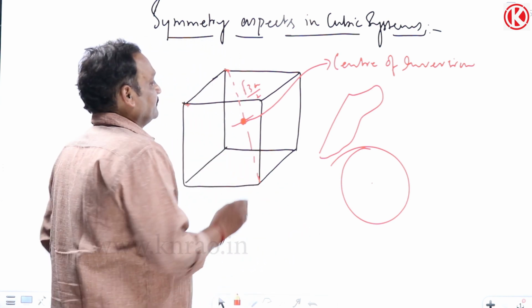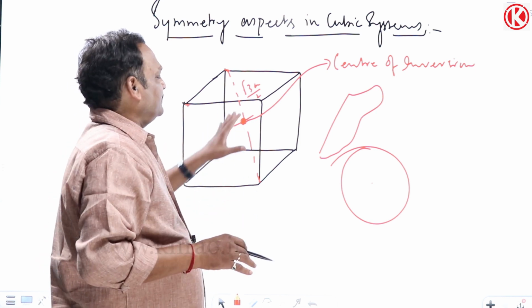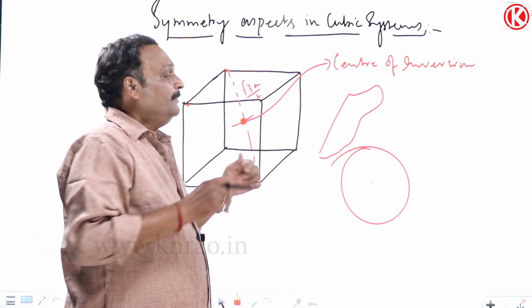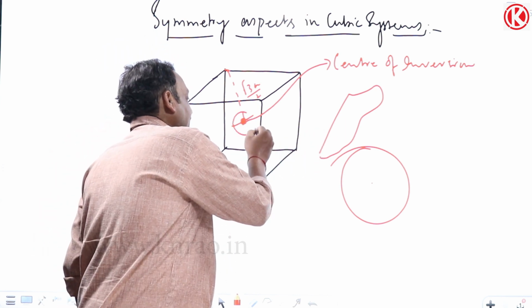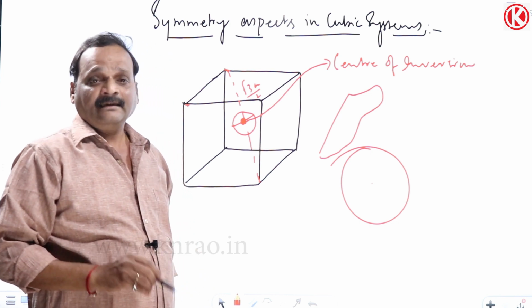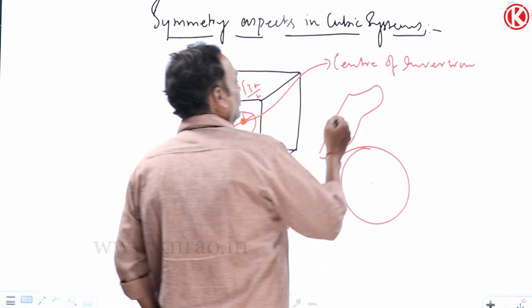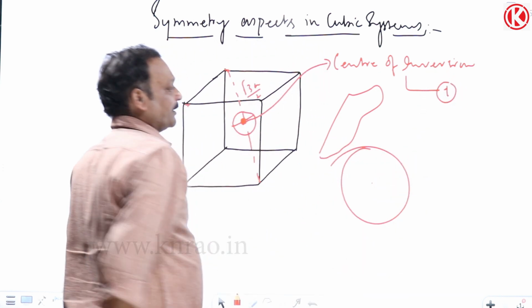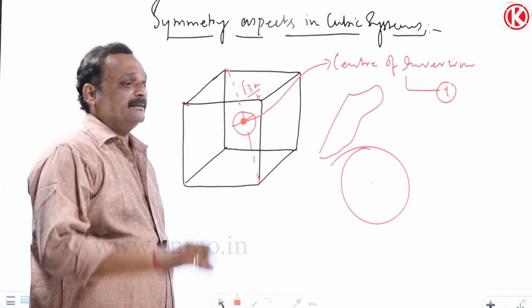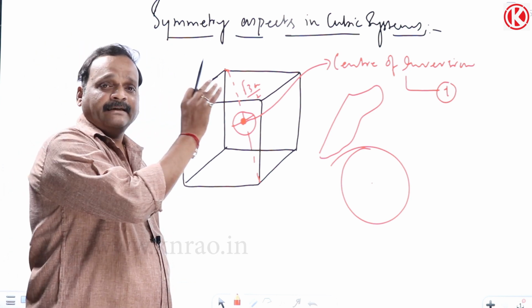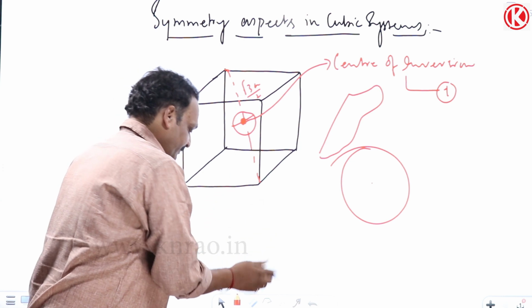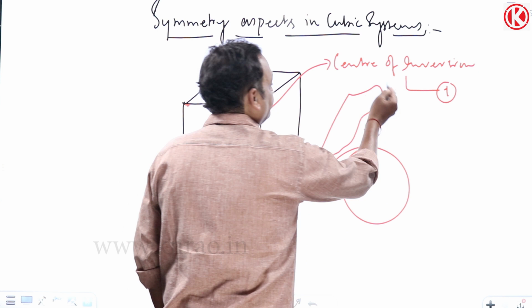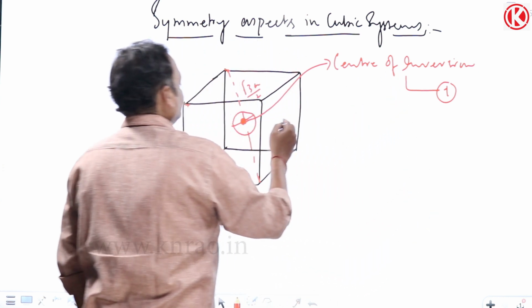All that I want is whether this cubic structure has a center of inversion or not. Yes, it has a center of inversion. What is the center of inversion? The body center is the center of inversion. So that is one symmetry aspect of the cube. The body center of the cube is the most symmetric point in the cube, so it is known as the center of inversion. That is one symmetry aspect. Next one.